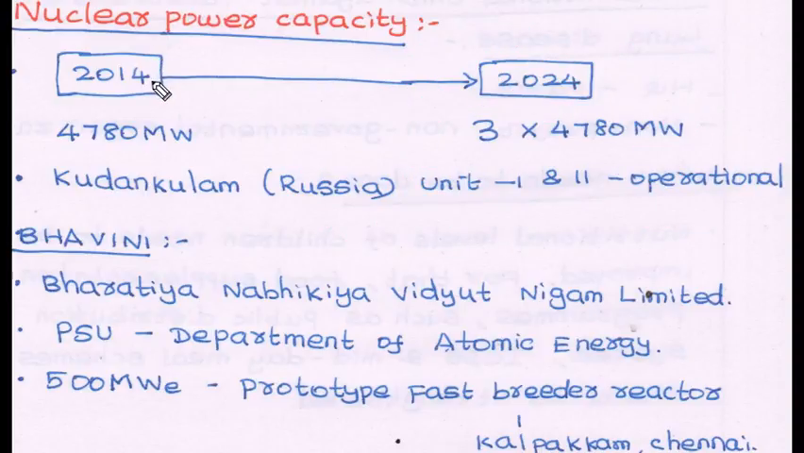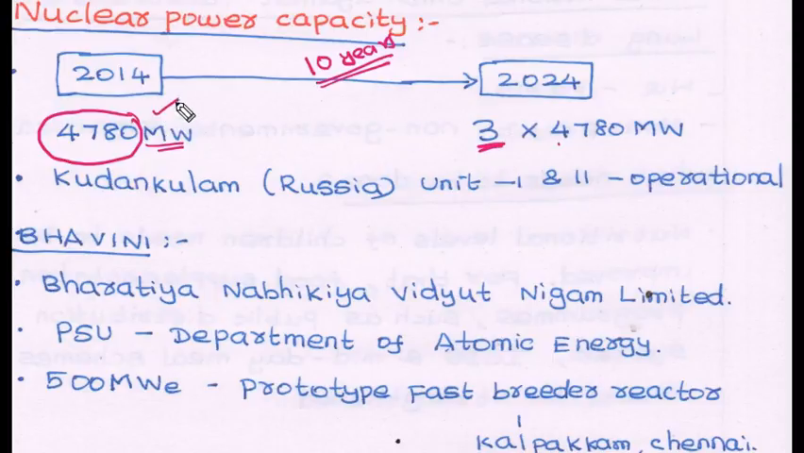In the year 2014, our installed nuclear power capacity was 4,780 megawatts. The government in 2014 announced a target that the installed nuclear power capacity should be tripled within a period of 10 years.